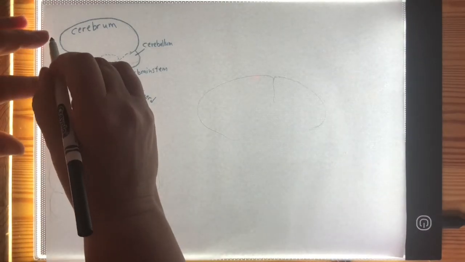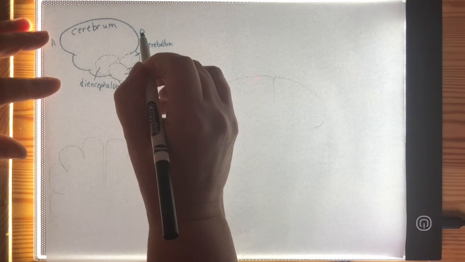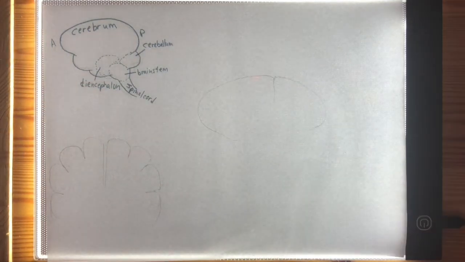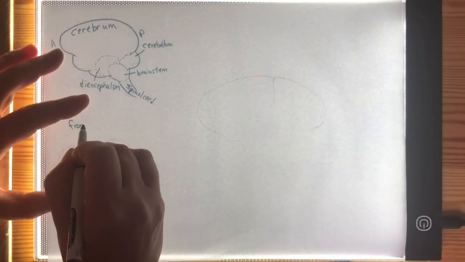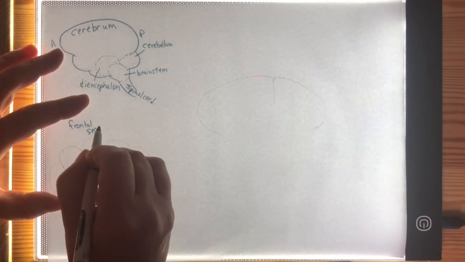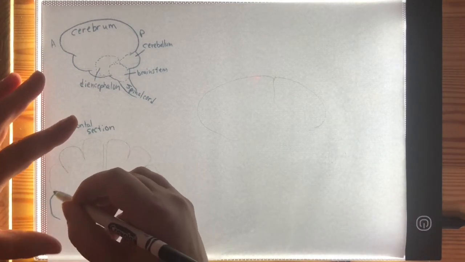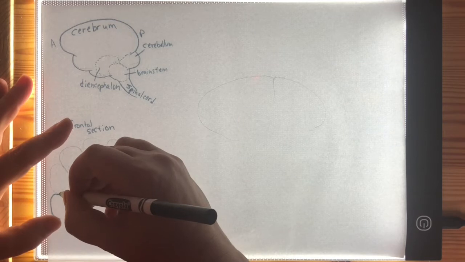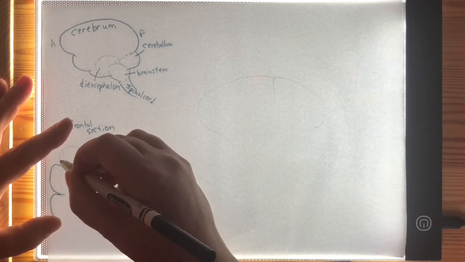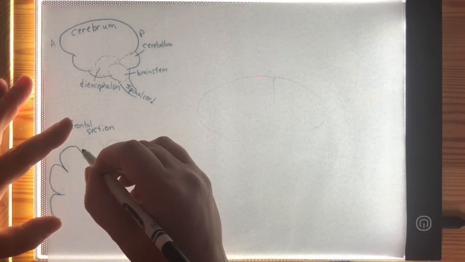Let's go ahead and mark A and P for anterior and posterior, indicating that this is a side view or a lateral view of the brain, which is the typical way that we view the brain when we want to see certain structures. However, if we want to see certain other structures, we might actually want to do a frontal section or a coronal section of the brain so that we can more readily see things like what we're going to be seeing in this perspective here.